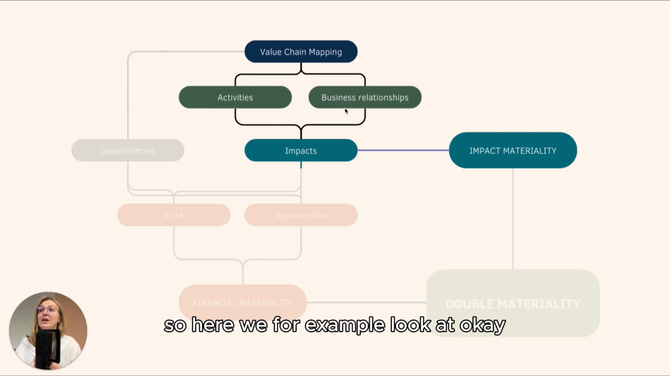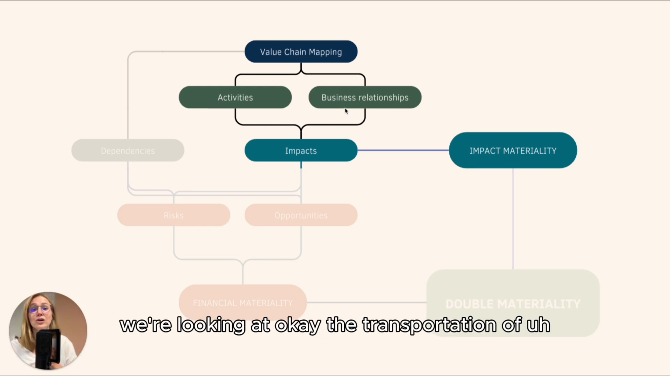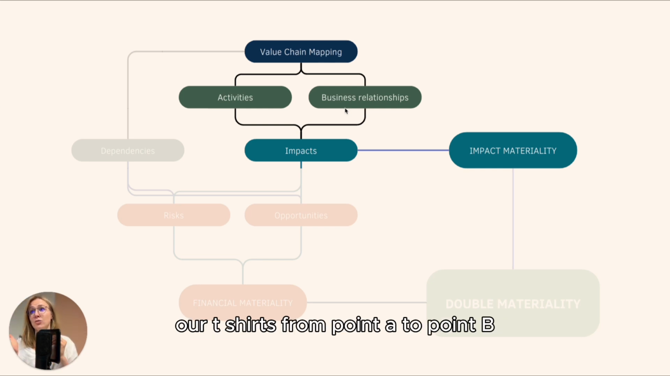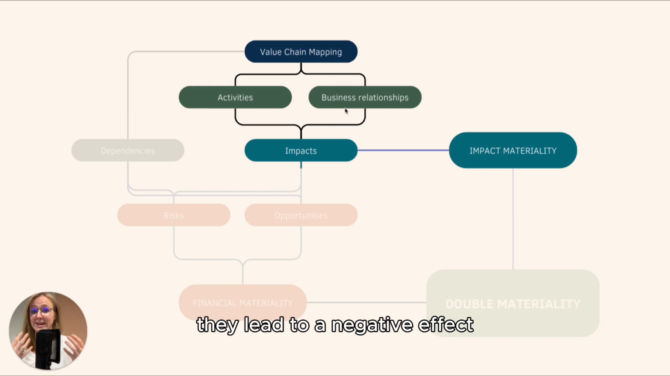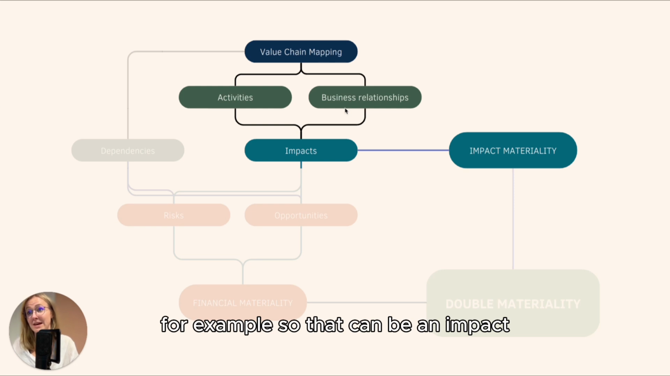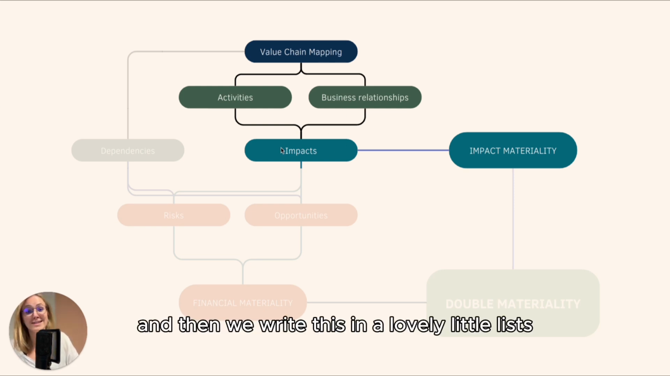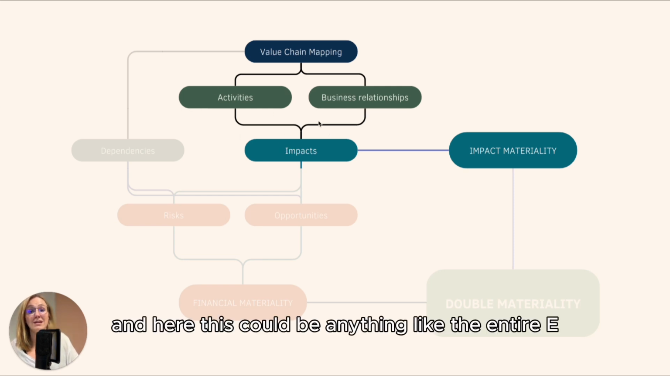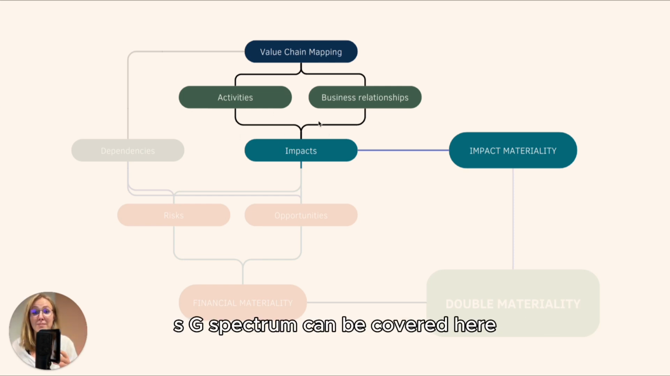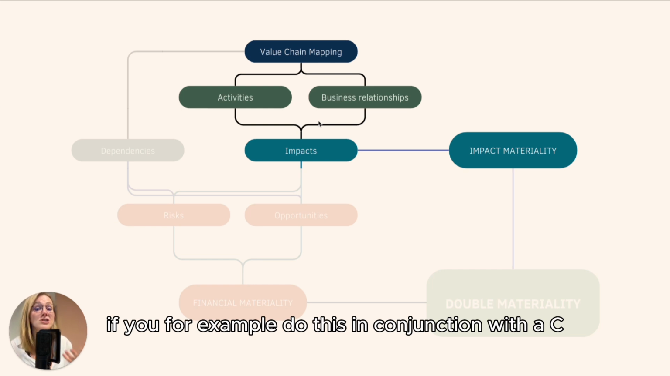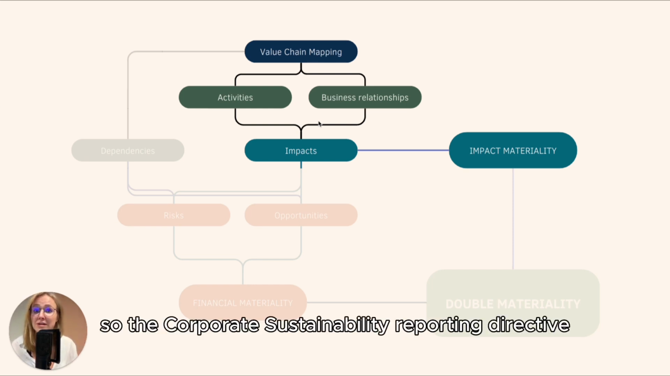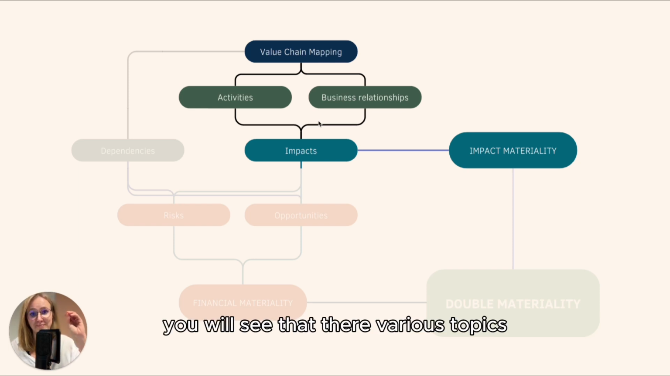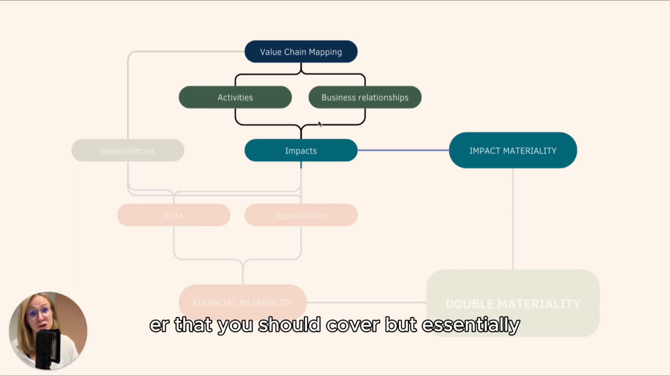So here we, for example, look at, we're doing the t-shirts again. We're looking at the transportation of our t-shirts from point A to point B, and they lead to a negative effect on greenhouse gas emissions, for example. So that can be an impact. And then we write this in a lovely little list, and we have impacts. And this could be anything, like the entire ESG spectrum can be covered here. If you, for example, do this in conjunction with a CSRD assessment, so the Corporate Sustainability Reporting Directive, you will see that there are various topics that you should cover.